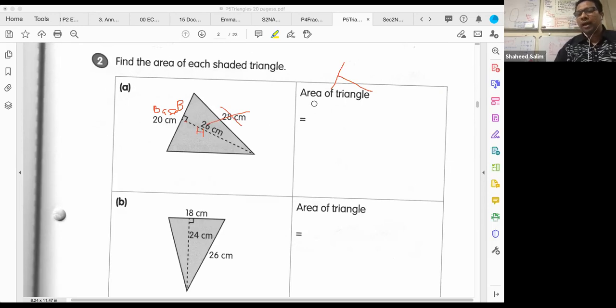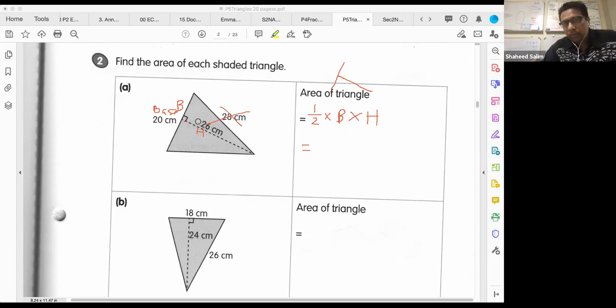So can you try and find out the area? Half times base times height. Okay, then we check your answer in a moment. Don't worry about the 28. This is not the height. Can you see there's a right angle at 90 degrees? They show you. You take the base and the height. Put it in and find out what the answer is.